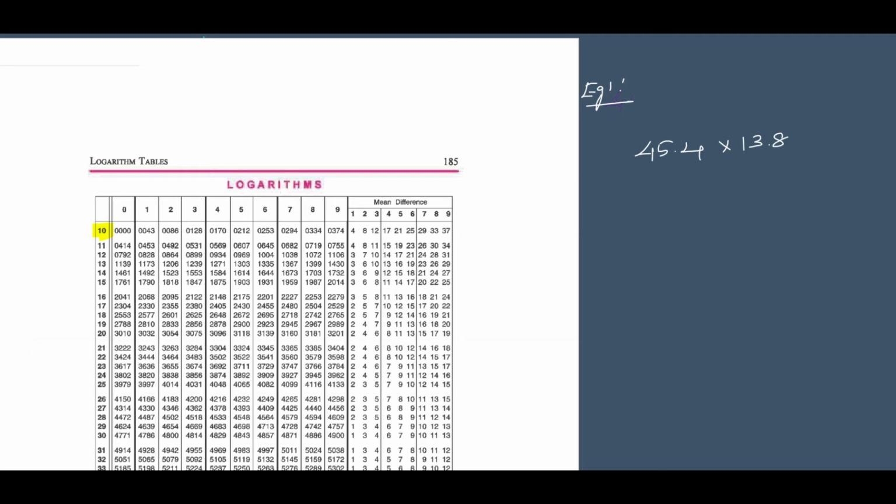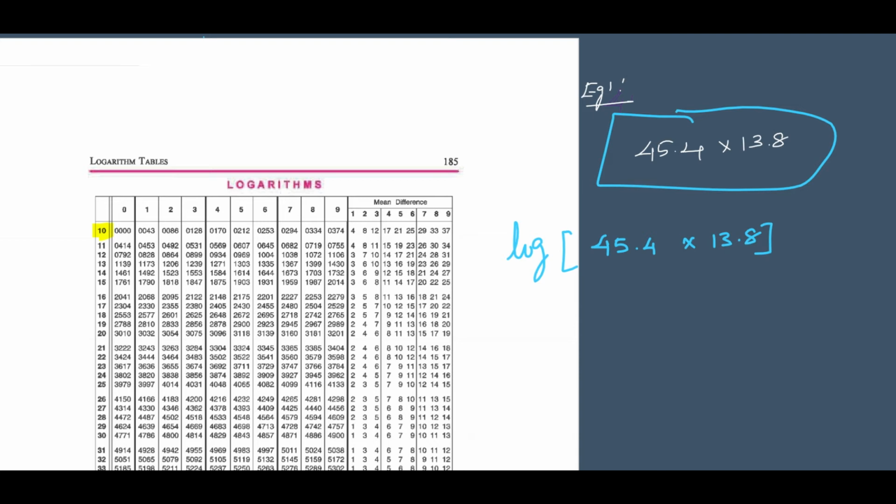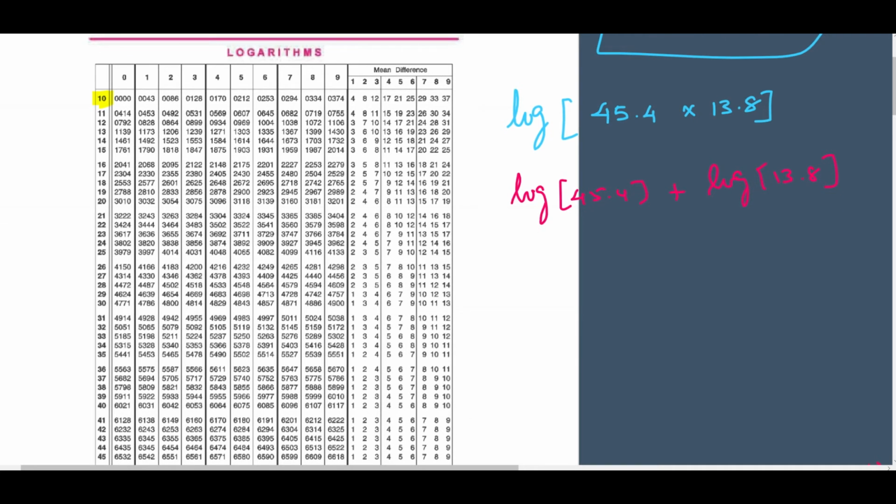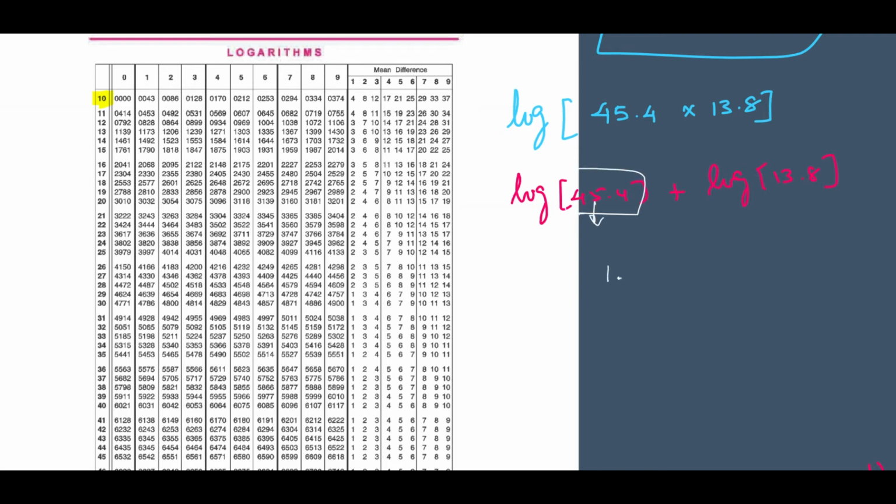So first we have to go for the multiplication, and with the help of logarithms only we are going. In the first case we are going to take log of 45.4 into 13.8. So what is the formula we have to follow? It is nothing but log of 45.4 plus log of 13.8. Clear? I hope it's clear. So the next step, we have to find the characteristic. So here how many digits are there? 2 digits. So 2 minus 1, 1. So 1 point, what is the value we have to find? 45.4 is there. Based on this we have to find the log value.